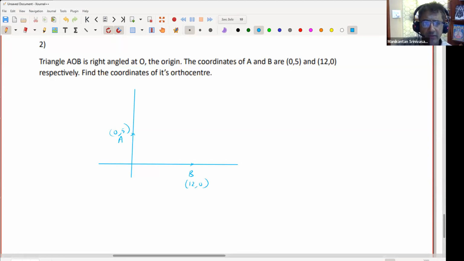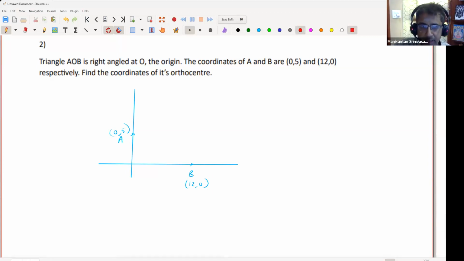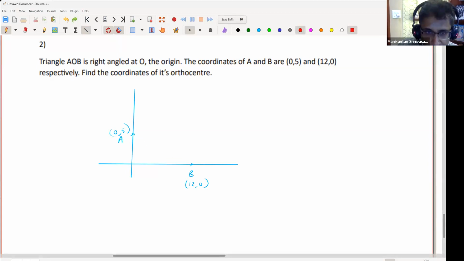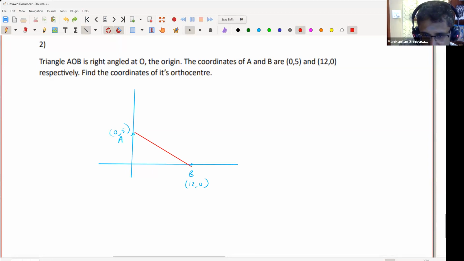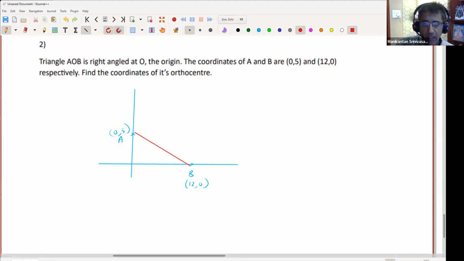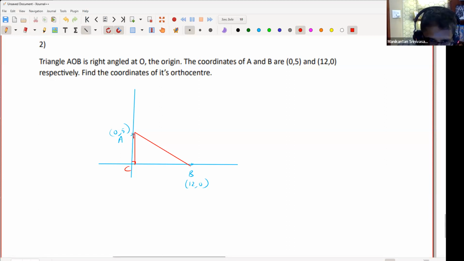Okay, and find the coordinates of the orthocenter. So first, let's complete the triangle. This is the triangle. Okay, now orthocenter is what? Orthocenter is the meeting point of the altitudes. So the altitude from A to BC would be the line AC itself. AC will be the perpendicular coming from A to C. I'm not able to draw this on this, but it will be right on the blue line itself.